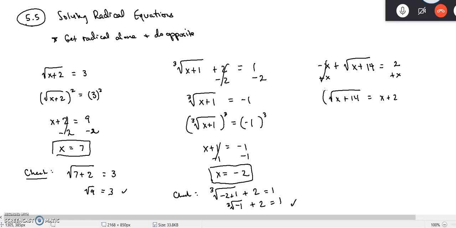I need to do the opposite, which is square. So I square the whole left, I square the whole right. On the left-hand side, the square and the square root cancel. On the right-hand side, I cannot distribute this exponent. I've got to FOIL it out.